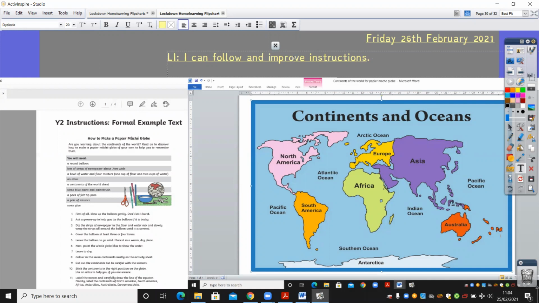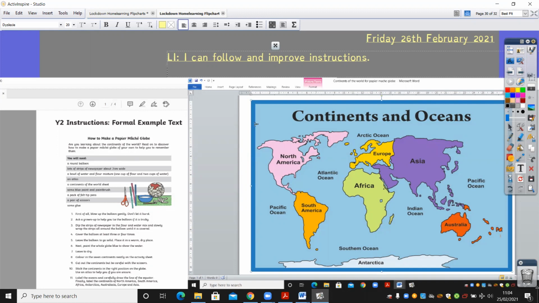Today we are going to have a fun session about instructions, because we are going to follow and improve our instructions. Remember on Monday, we were all working with the instructions on how to make a paper mache globe. Well, today it's your chance to actually test them out and see how good those instructions are. So we will need to go back to your sheet with the instructions and follow them, and see how good they are so that you can actually make your globe.